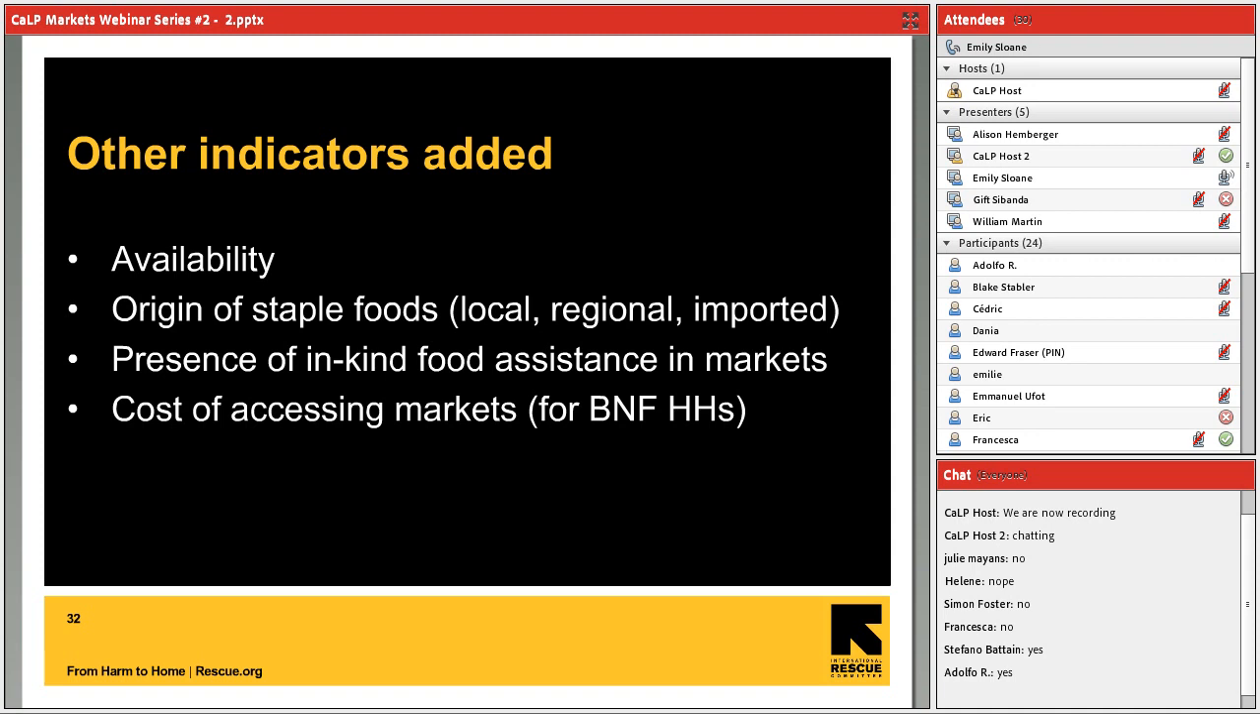So if you think about it, it's fairly easy to see how this data could contribute to program decisions. For example, if the cost of accessing markets for beneficiary households is going up, then you might reevaluate either the value of the transfer that you're providing to households or the continued relevance of cash as the preferred modality. If the cost went way up, you might consider switching to in-kind. So that's just one example.